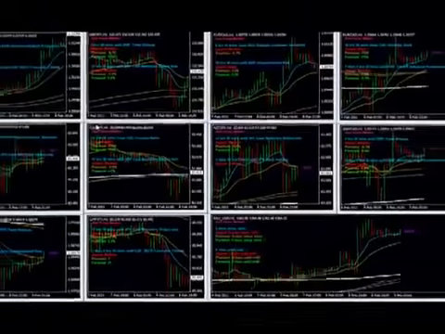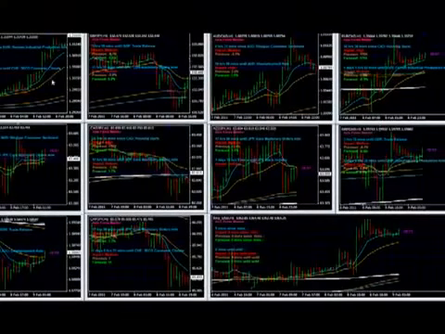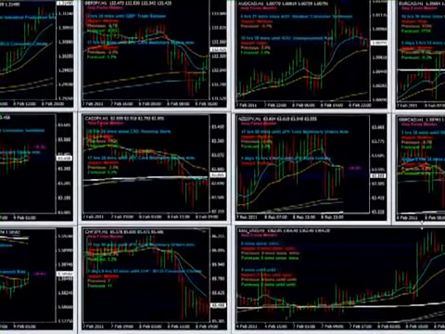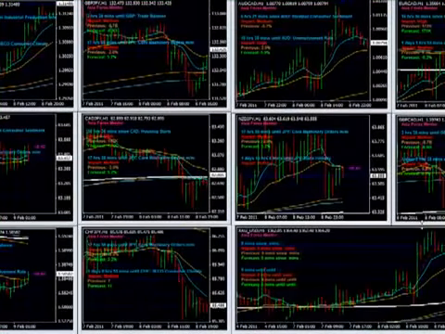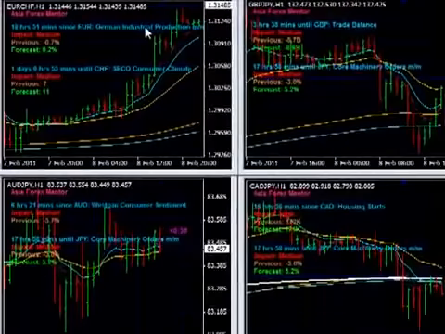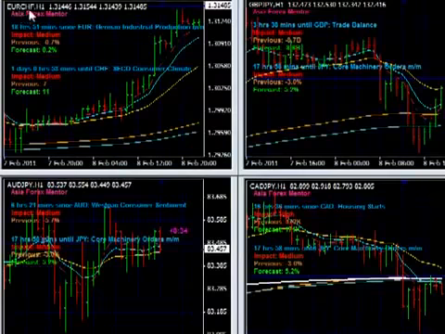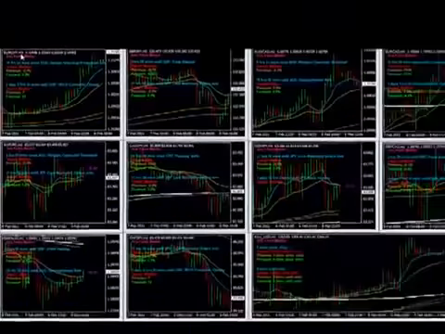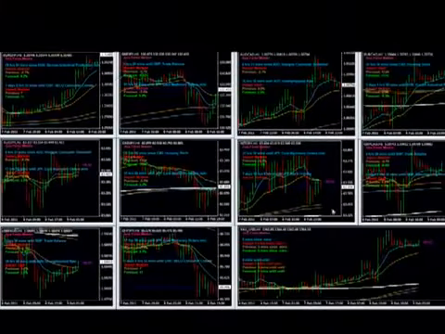Alright, so what we have here is a series of charts. I'd like to show you with this series of charts the probability of it working and the probability of it not working. Let me start off with the Euro CHF. The entire chart over here is the 1 hour chart.